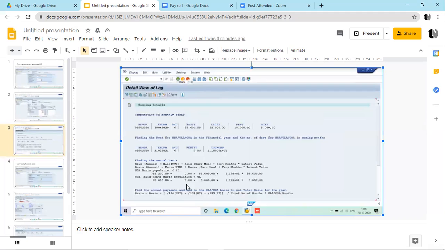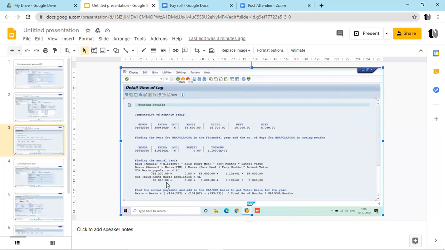And here 59,000 multiply by 12 months. So this amount will come, and this is the difference amount. 5,000 is the difference amount. 5,000 multiply by 12 is 60,000. Yes, exactly. Now is this a positive difference or a negative difference? So this is a positive difference.